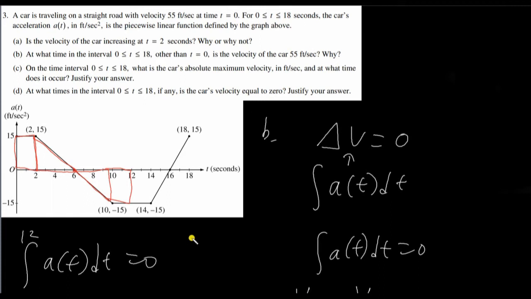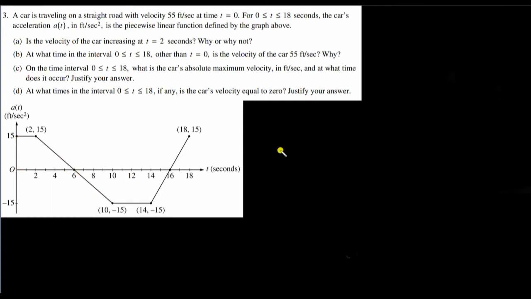Let's get to part C. On the time interval 0 to 18, what is the car's absolute maximum velocity, and at what time does it occur? So they want the t value and the v of t. They want both numbers.